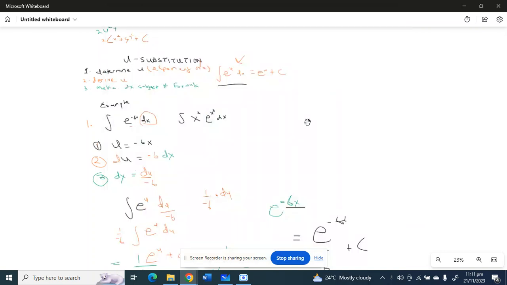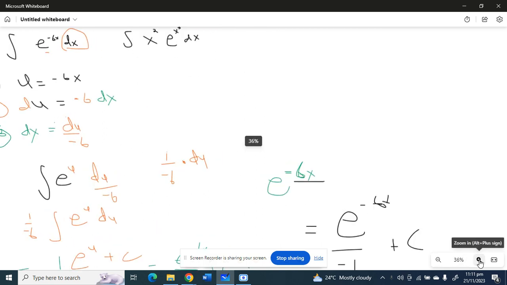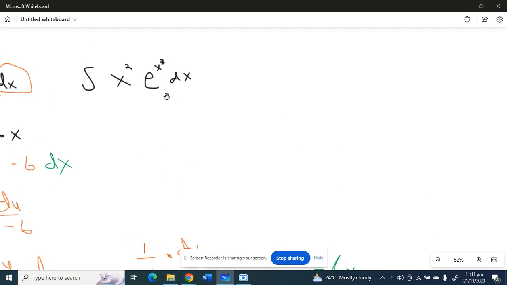All right, so we're still looking at integration using u substitution. We have our second example here. Let me zoom in closer. We have to integrate x squared e to the power x to the power 3.